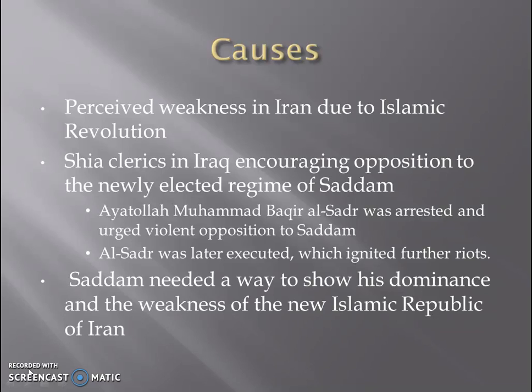Another problem was when Saddam Hussein came to power in Iraq in 1987, the Shia clerics in Iraq were encouraging opposition to the newly elected regime. And one of the most outspoken clerics against the Iraqi government was Ayatollah Muhammad Baqir al-Sadr. He was arrested, and while under house arrest, he still continued to urge and encourage violent opposition to Saddam and to the regime.